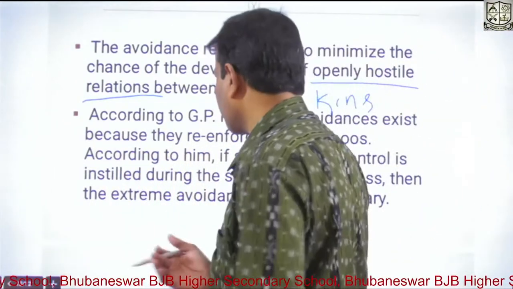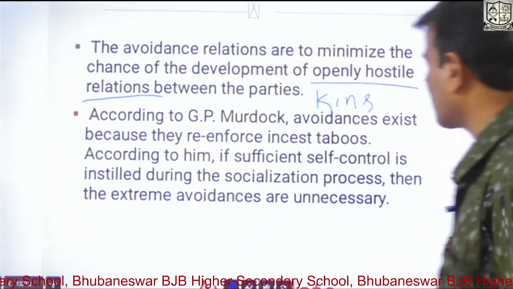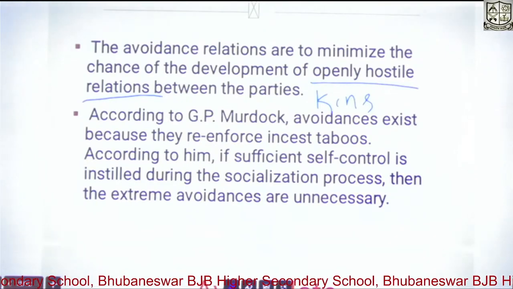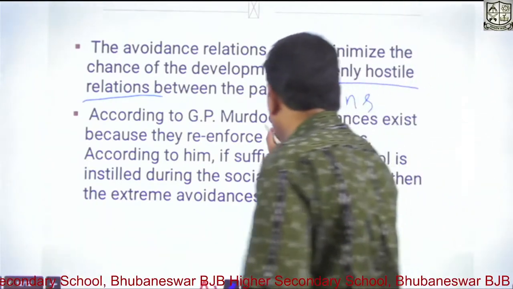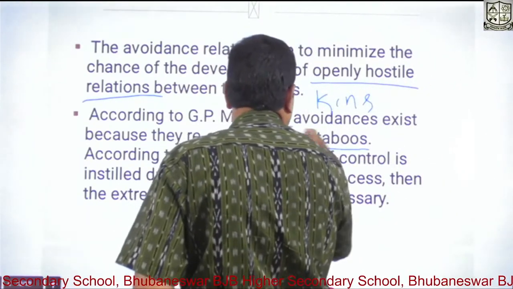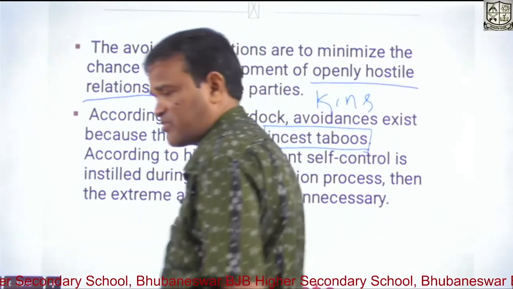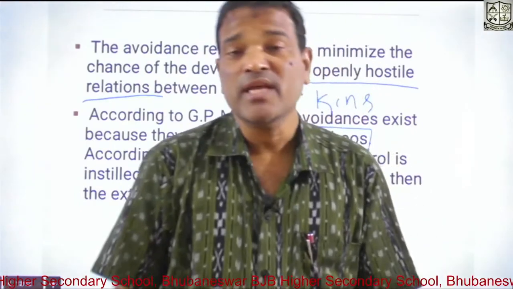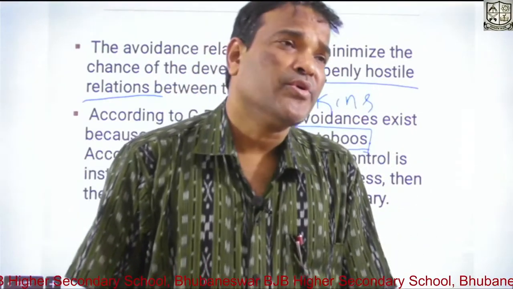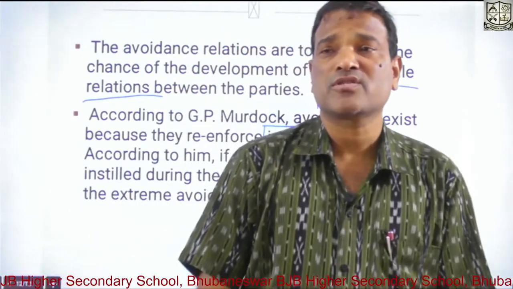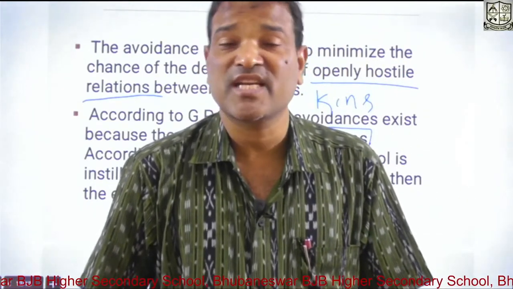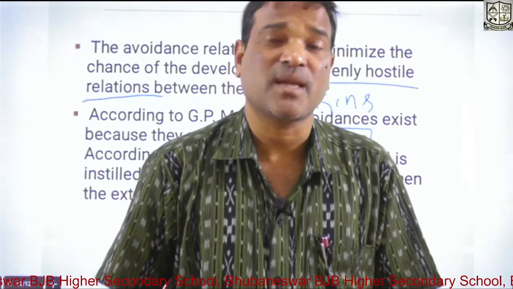of incest. According to G.P. Murdock, avoidance exists because they reinforce the incest taboo, to check the incest activities. That is the taboo, the cultural restriction against interacting sexually with blood relatives. That is the incest taboo.